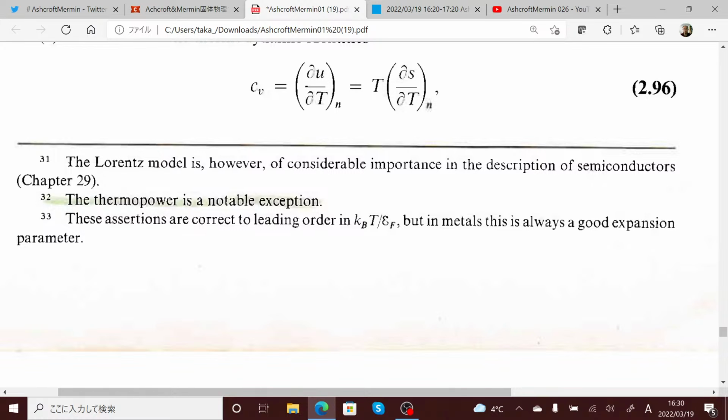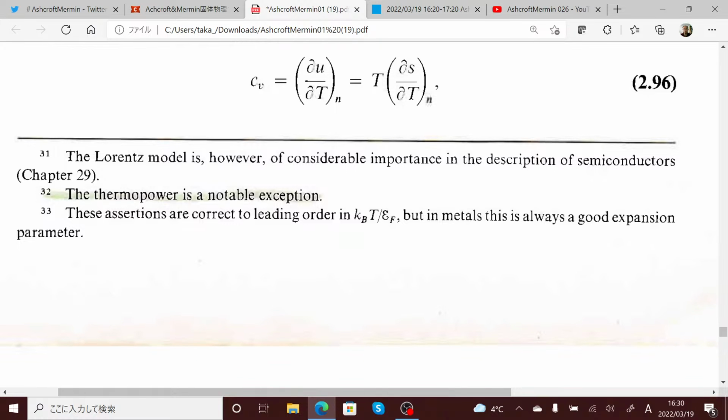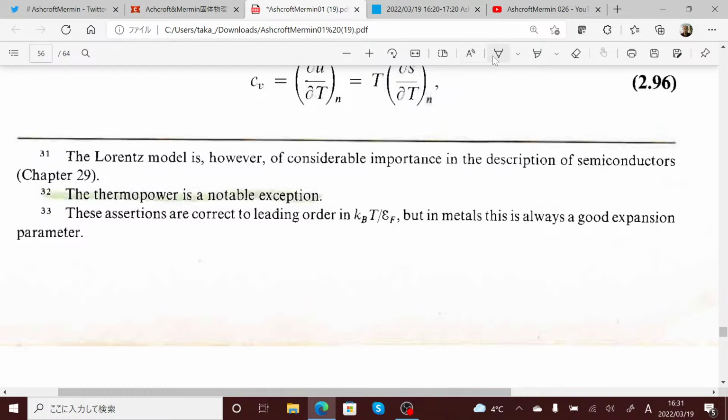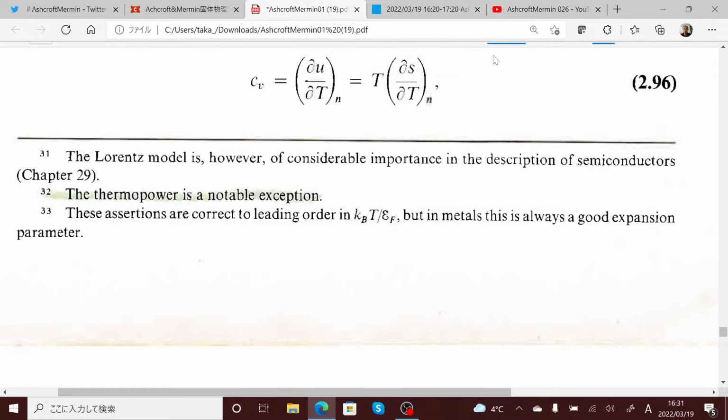But, why but? These assertions are correct to leading order in kBT over EF. I wouldn't use but. I would just say in metals, this is always a good expansion parameter.